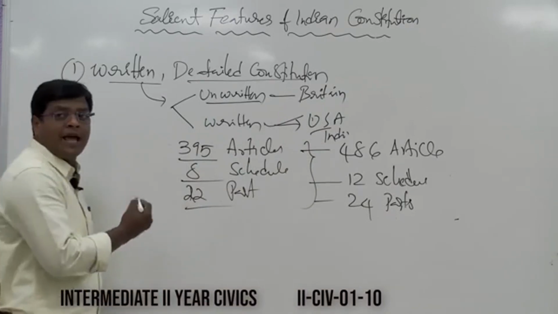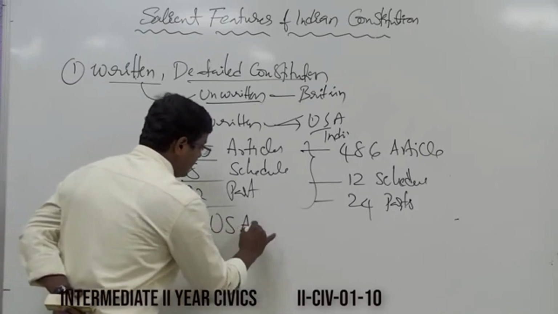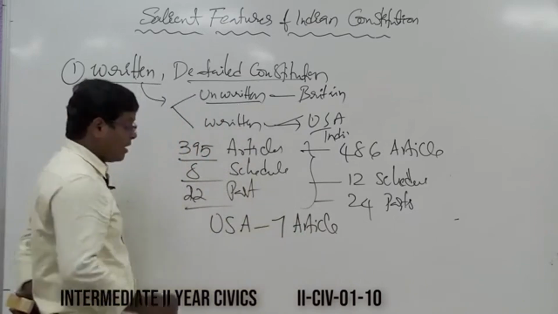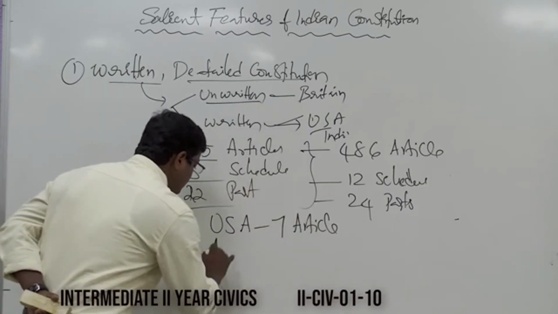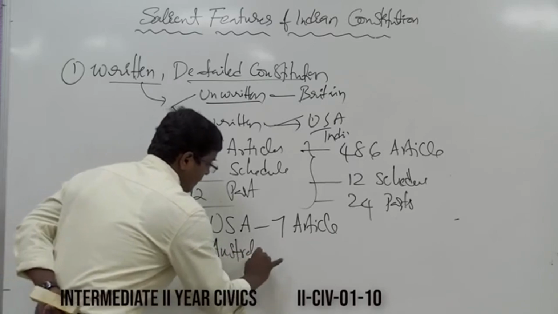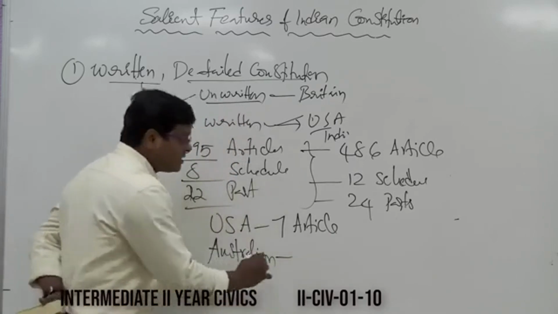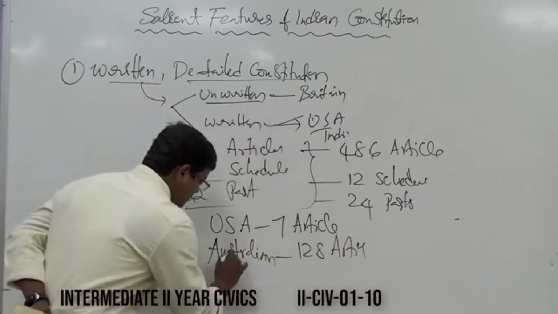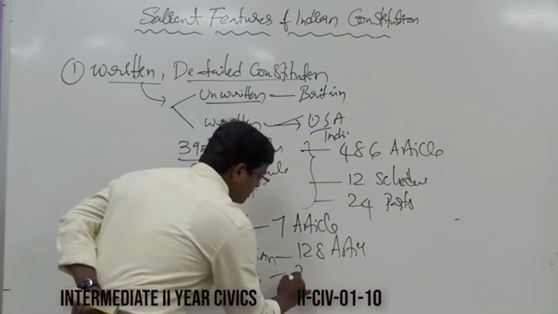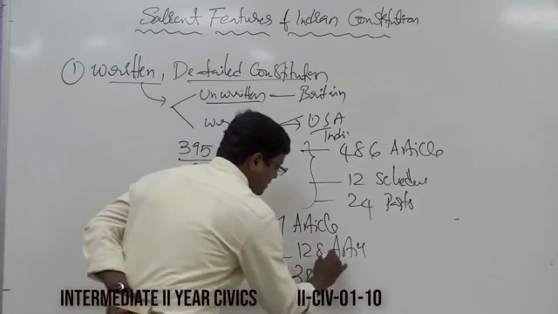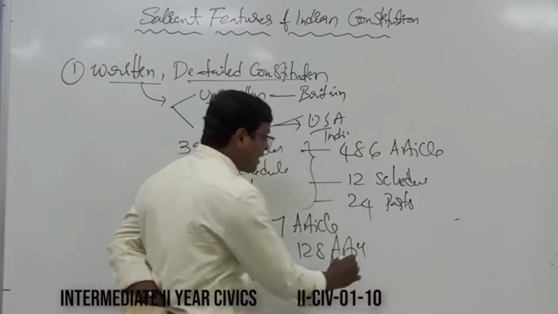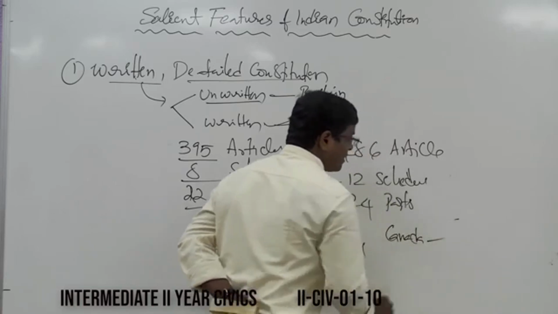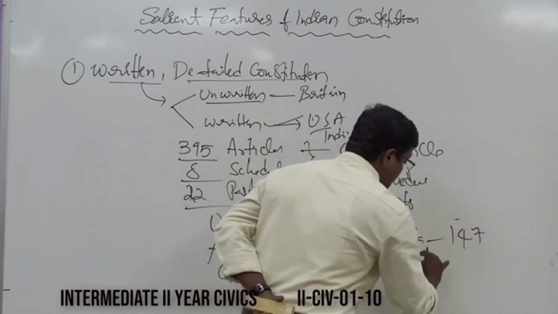If you take the USA constitution as an example, it consists of 7 articles. If you take the Australian constitution, it consists of 128 articles. If you take the Chinese constitution, it consists of 138 articles. If you take Canada as an example, the Canadian constitution consists of 147 articles.